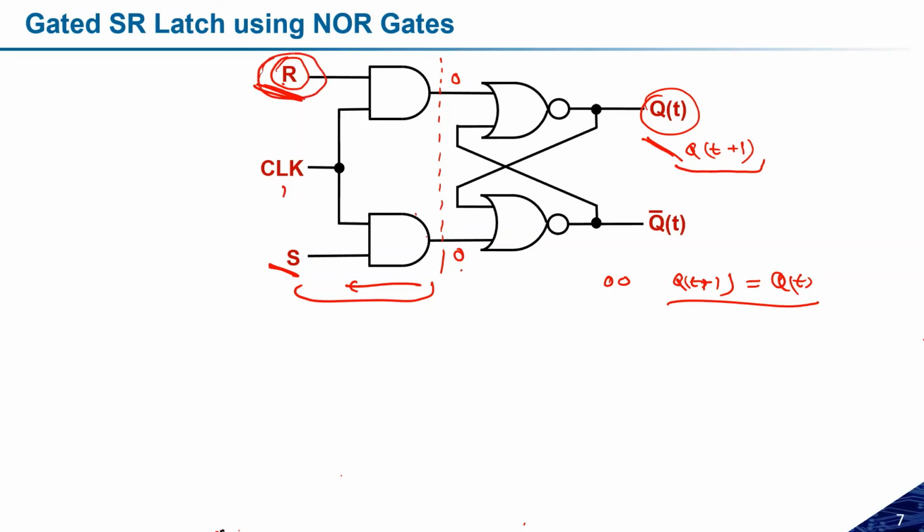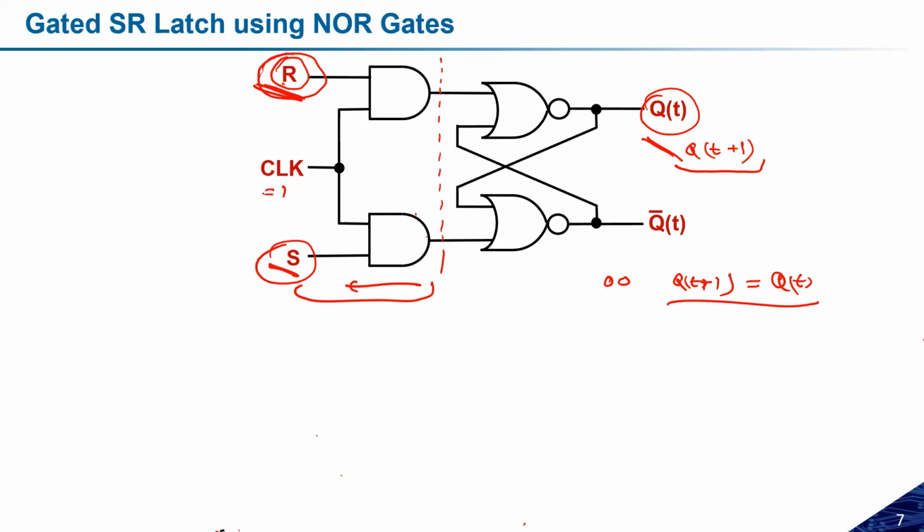Now, if there is some change in the R and S, that will be reflected at these points, and the output will be reflected again. So the important point of consideration here is that initially the SR latch was uncontrolled. If there is some change in the set and reset, immediately they are going to be reflected at the output. But now it is controlled by the clock. This clock will be responsible to decide whether I have to change the output or not.